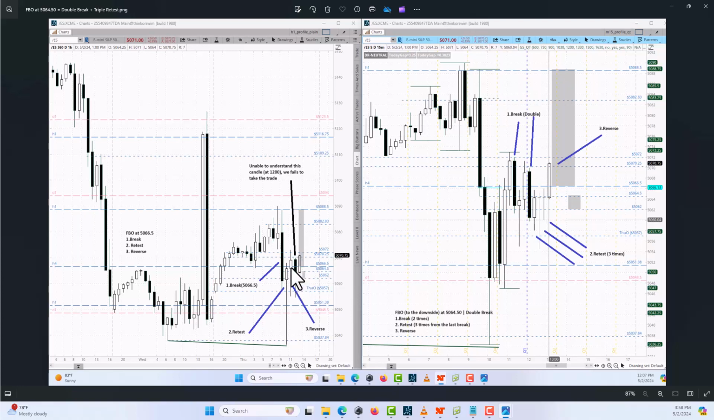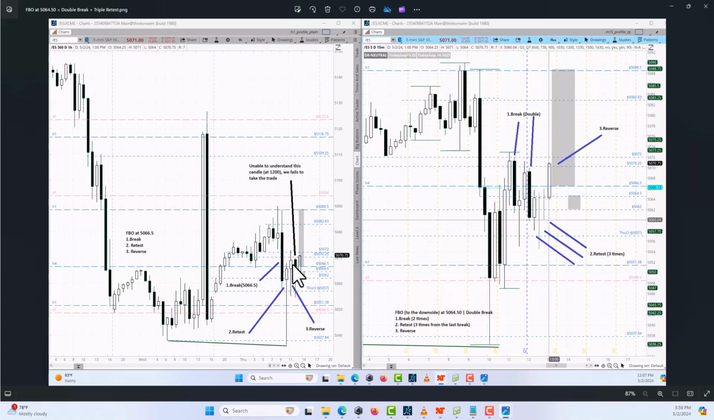It gives us not 11 but the candle at 12, which we confuse. That's the one we failed to take the trade on. The reason we were confused at that moment, but now we understand. So here's the logic: we have a breakdown at the level 5066, then we have a retest from below, then surely it's going to break this level and reverse.